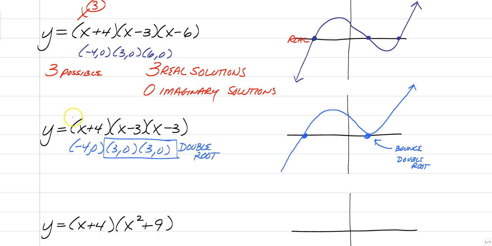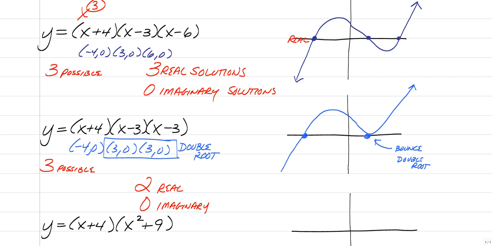Which means if you look at that, since it's still 3 possible solutions, we have 2 that are real because it crosses once and bounces once. But we still have 0 imaginary. And the reason why is because that's considered a double root. If we look at the solutions, we have negative 4, 3, and 3. So we don't have any imaginary solutions to worry about.